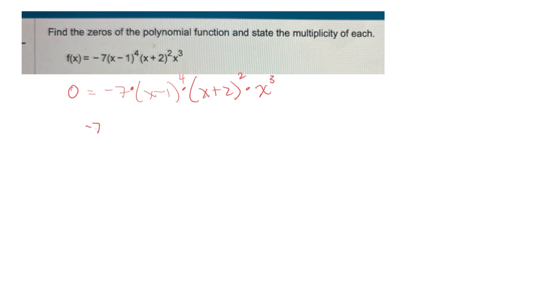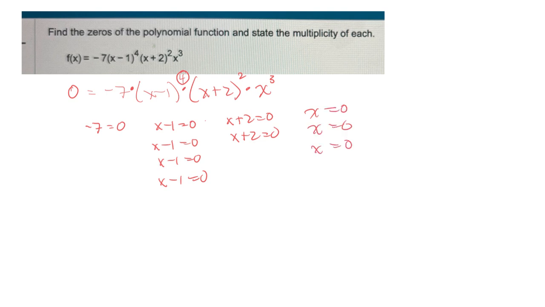So either negative 7 is equal to 0, or x minus 1 is equal to 0. Now there's 4 of those, so I'll just put them one under each other. And then I've got x plus 2 is 0, and there's 2 of those. And then there's 3 x's. So x equals 0, or x equals 0, or x equals 0.